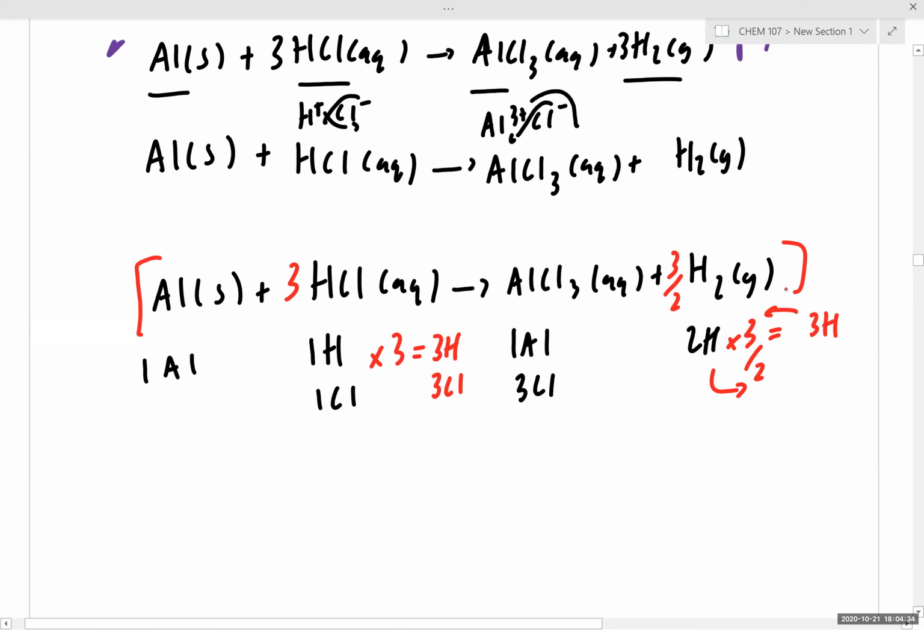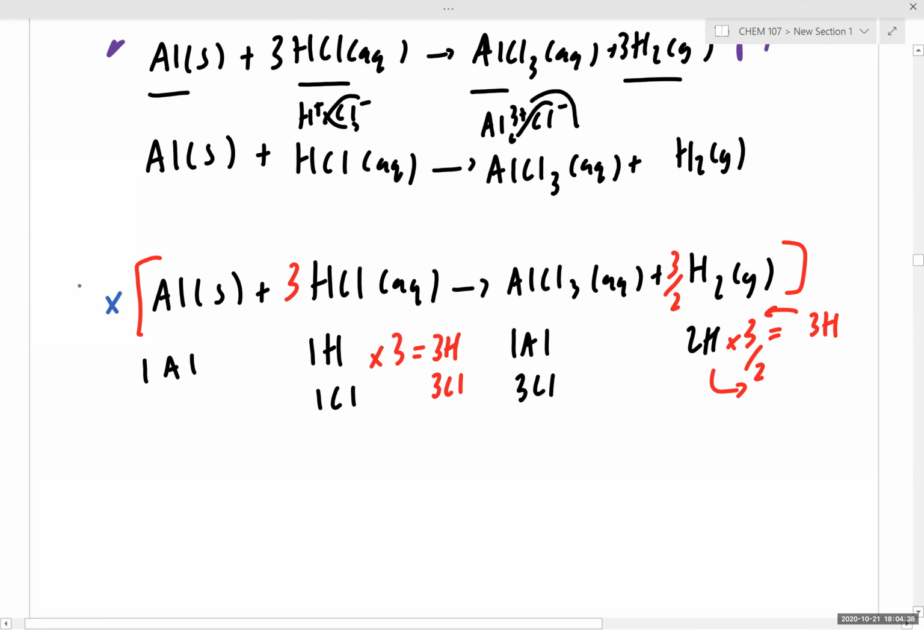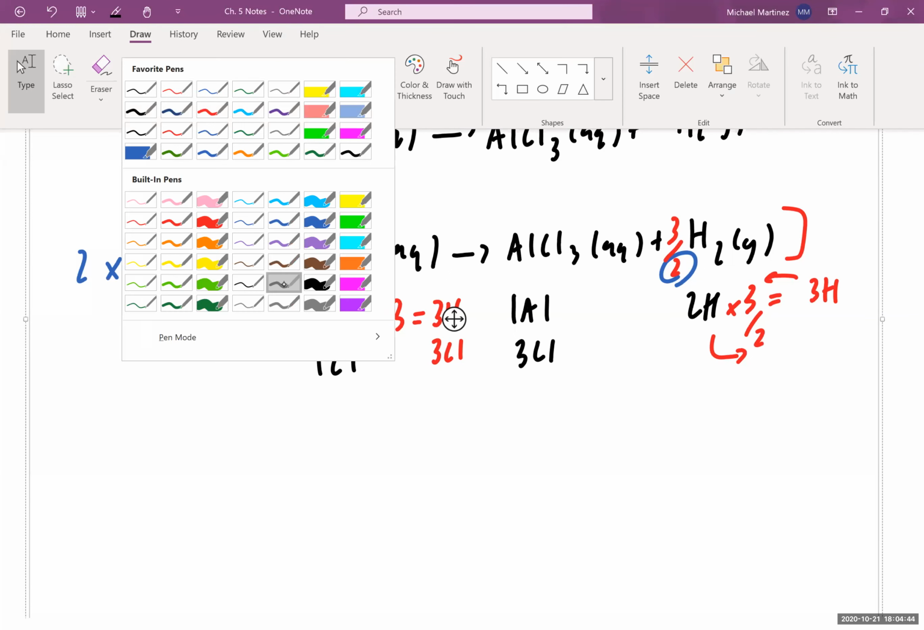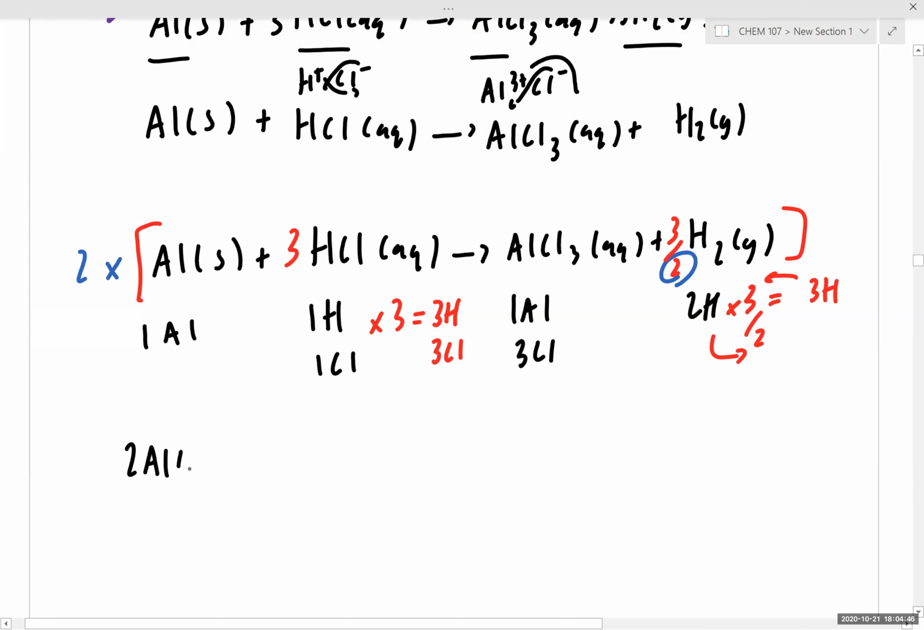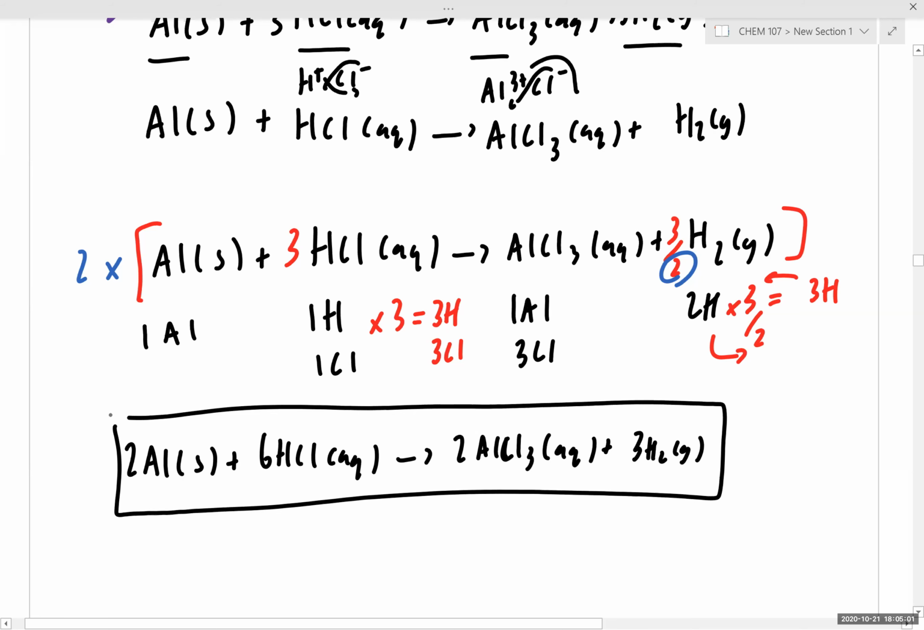Now that we have our fractional coefficients, we multiply our entire equation by the denominator to get rid of our fractions. And that in turn gives us the following complete balanced equation. Does this make sense to everyone? Does this idea make sense?